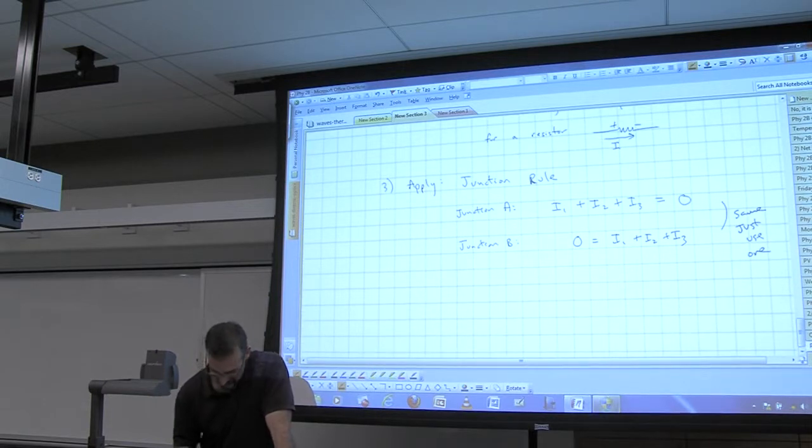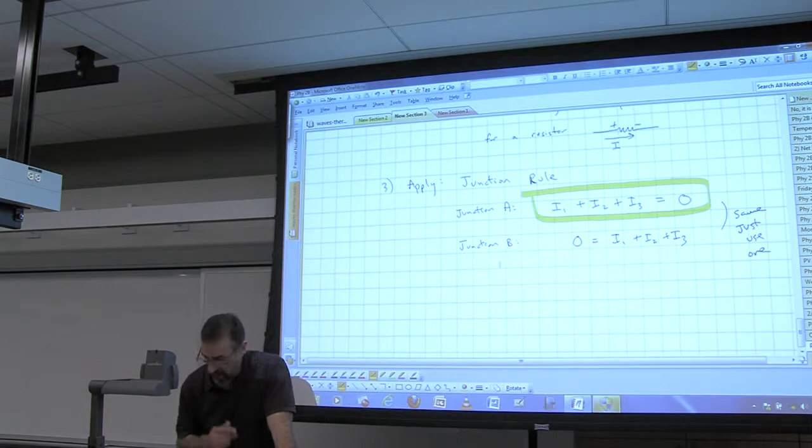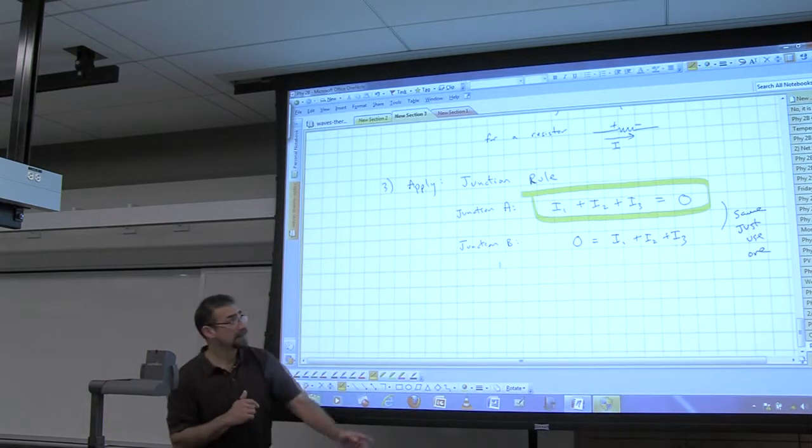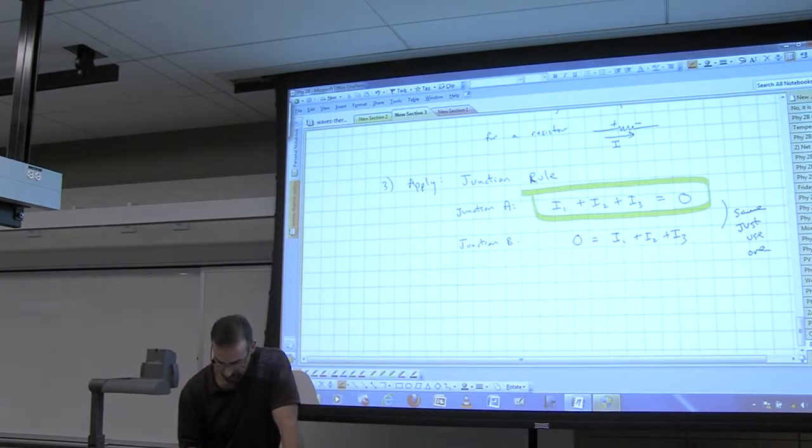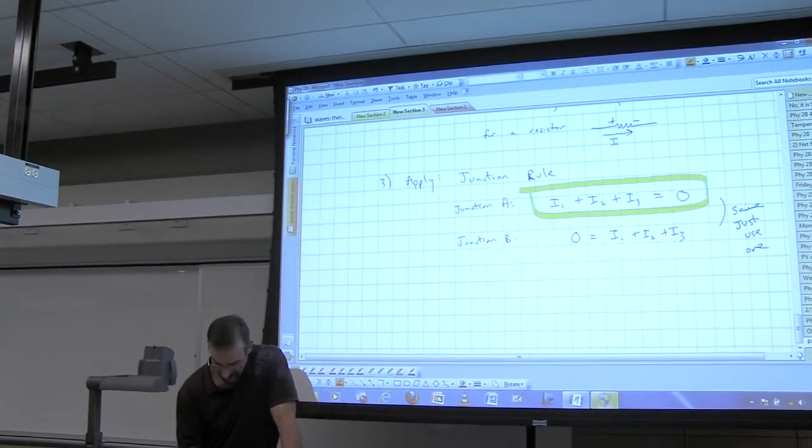Okay, so we have a junction rule. I'm just going to highlight one of them. That's our first equation. Now, how many equations do we need? We need 3, right? Because we have 3 unknowns. We're missing I1, we're missing I2, we're missing I3. So 3 unknowns means we need 3 equations. So our junction rule is always the first equation.